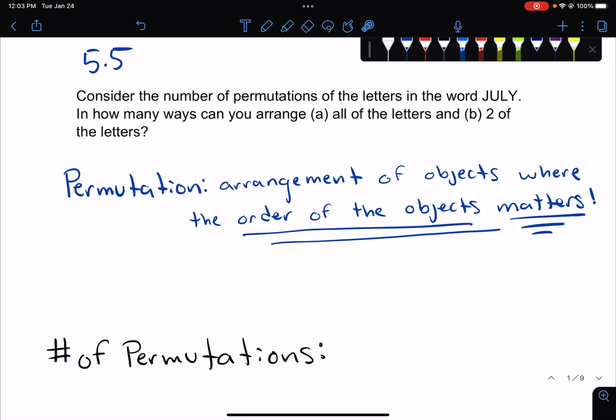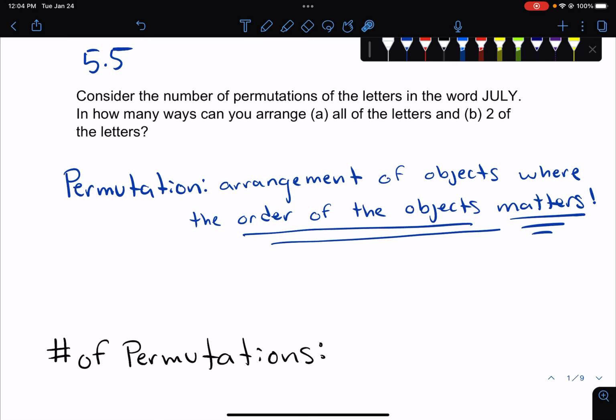It says, consider the number of permutations of the letters in the word July. In how many ways can you arrange all of the letters, and in how many ways can you arrange two of the letters? So what it means by permutations. A permutation, if you haven't seen that before, the definition's right here, and it's an important one for you to have because we need to be able to tell the difference between permutation and combination. So a permutation is an arrangement of objects where the order of the objects matters.